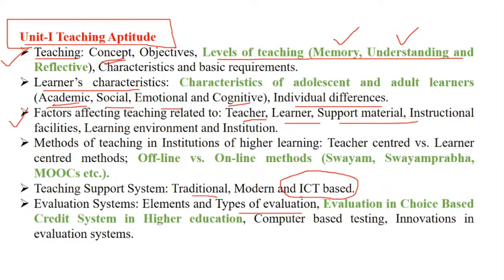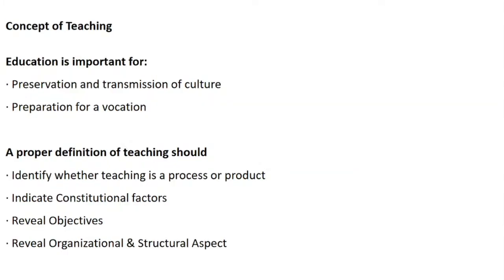We have some schedule, let's follow that. So what comes first is teaching, the concept of teaching. Basically, education is important not only for preservation and transmission of culture. When I say culture, that is a culture which talks about the academic point, about the society, about the learner characteristics, your emotions, your cognitive ability. So the transmission of culture is reflected from education, and it also helps to prepare a student for different vocations and different disciplines.